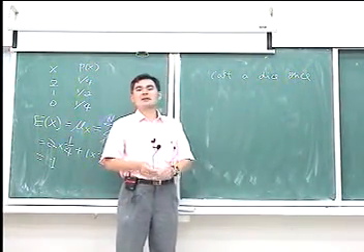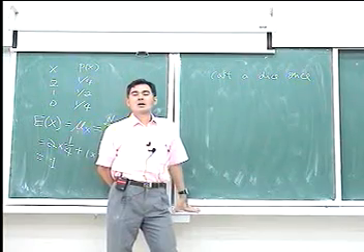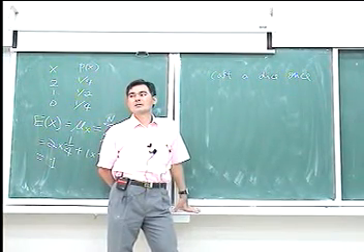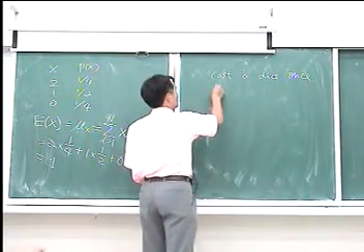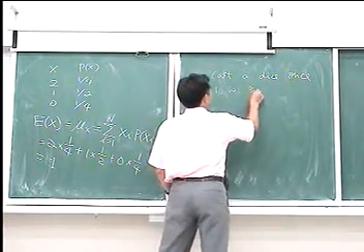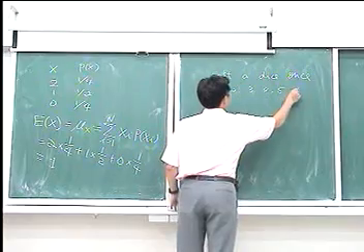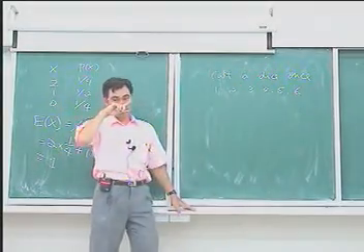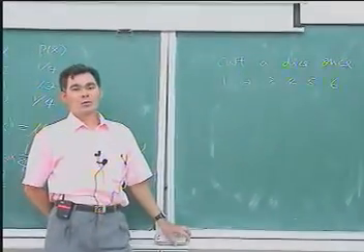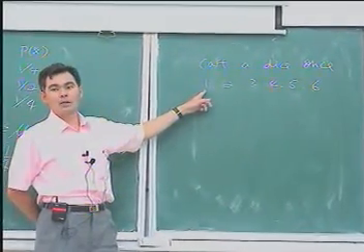So if we cast a dice once, how many possibilities? There will be 6 possibilities, right? 1, 2, 3, 4, 5, 6. And suppose this dice is a good one. So what's the probability 1 will show up?